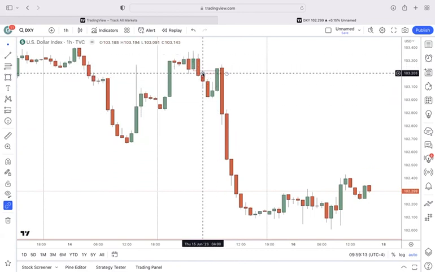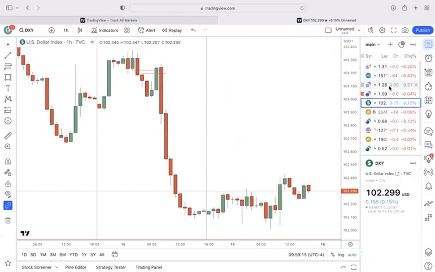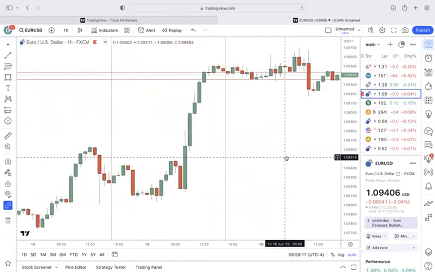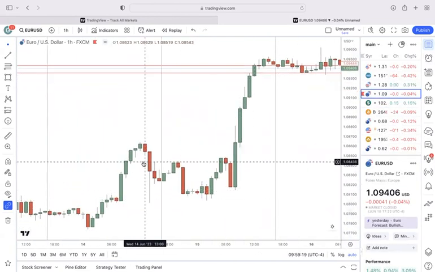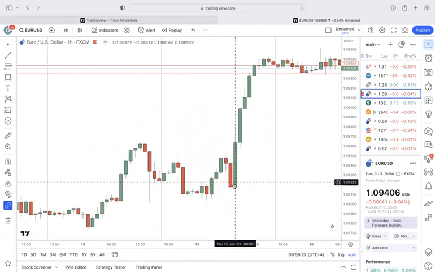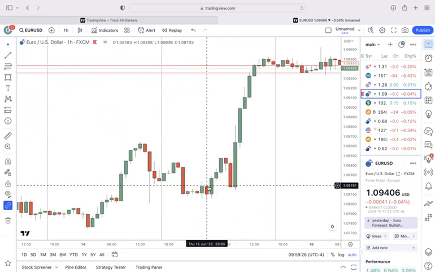OTE, premium, fair value gap, order block. If you go over to euro, same thing. Beautiful. Swing low, swing high, OTE, New York kill zone, 8 o'clock in the morning, look left, fair value gap, order block, blast higher.